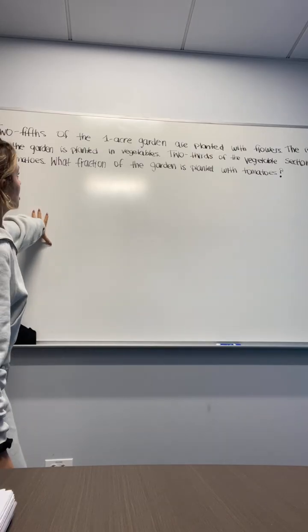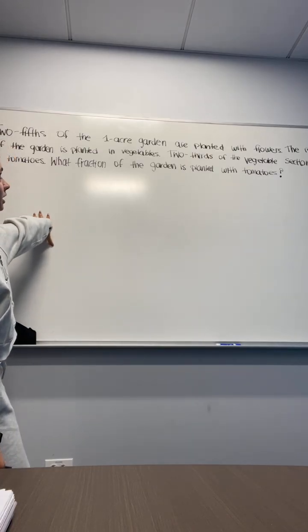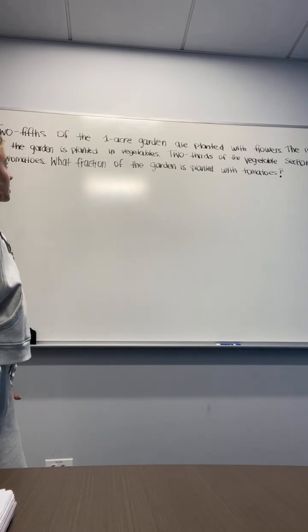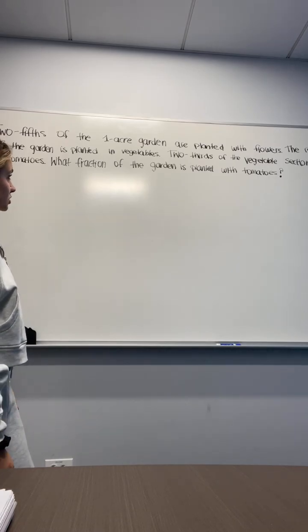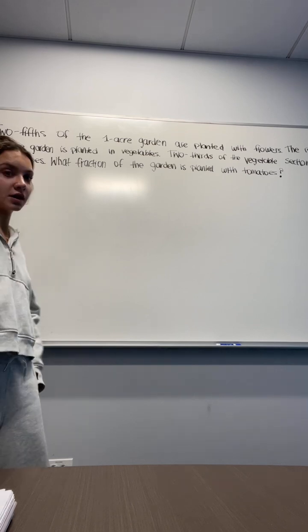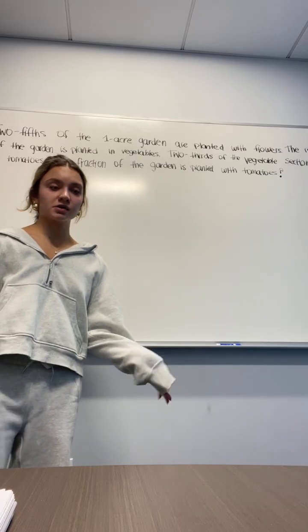It says, 2/5 of the 1-acre garden are planted with flowers. The rest of the garden is planted in vegetables. 2/3 of the vegetable section is tomatoes. What fraction of the garden is planted with tomatoes?